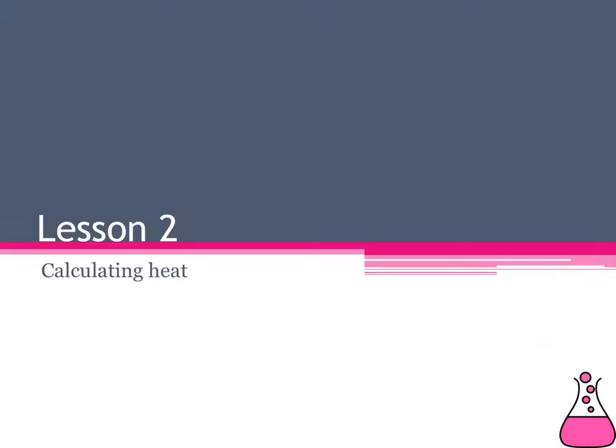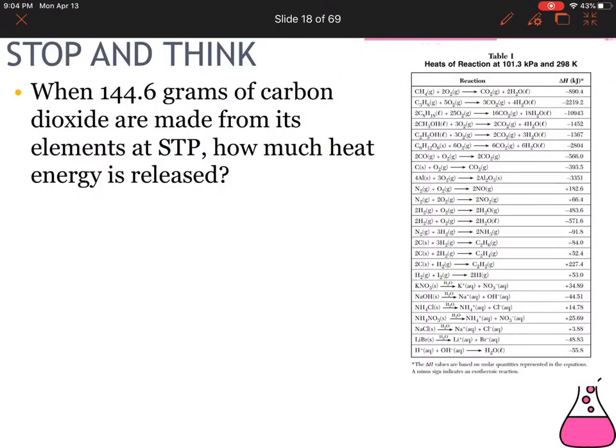All right, so we're going to be using that same equation here in this one. Okay, that same negative 393.5 kilojoules of heat energy. But now I'm starting with grams of carbon dioxide. So I have 144.6 grams of carbon dioxide. I'm going to multiply by a fraction. I know grams of carbon dioxide has to go on the bottom.